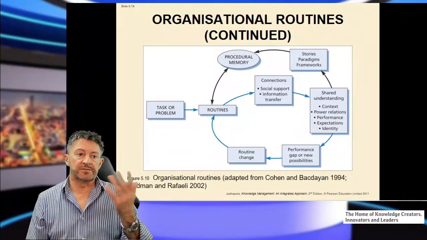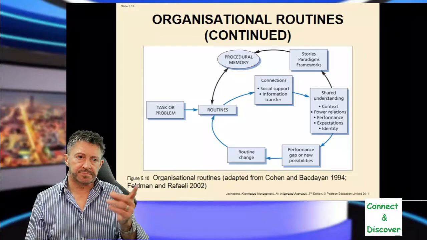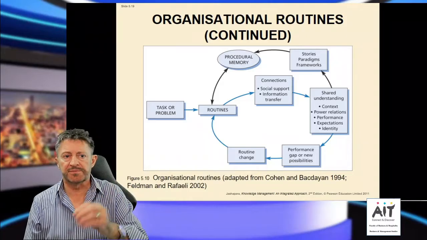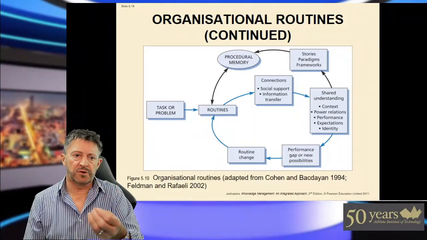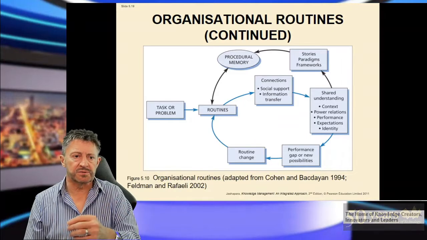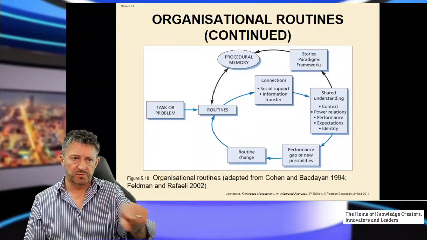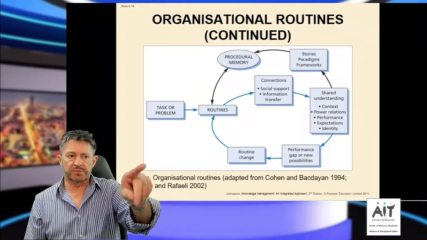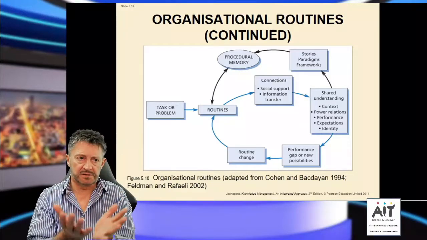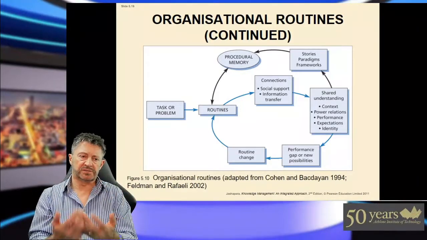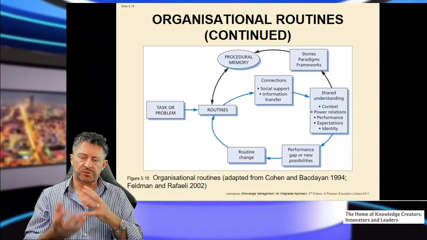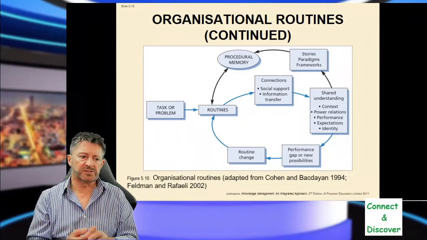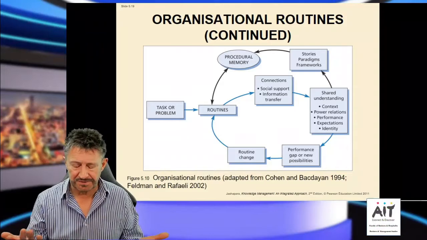So the routines we have: we have a task or a problem, and we look at the way we're doing things. We have our social network in place, and then we have shared understandings, the power relations, performance expectations, and so on. And then we have performance gaps between reality and what's actually going to happen. And then the routine may change again, and so we go around in this sequence. And then we have these stories and paradigms and frameworks, which then become procedural memory. So, synopsized down, we have problems and challenges, tasks in organizations. So we go through all these techniques, styles, ways of trying to solve these problems, and they become ingrained in the organization. This is how we do things here, type of mentality.